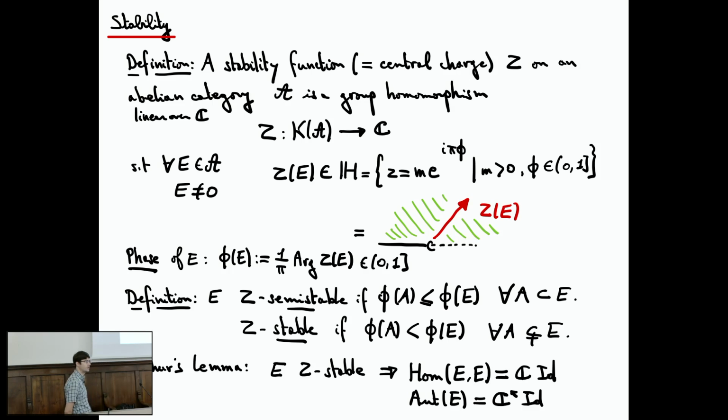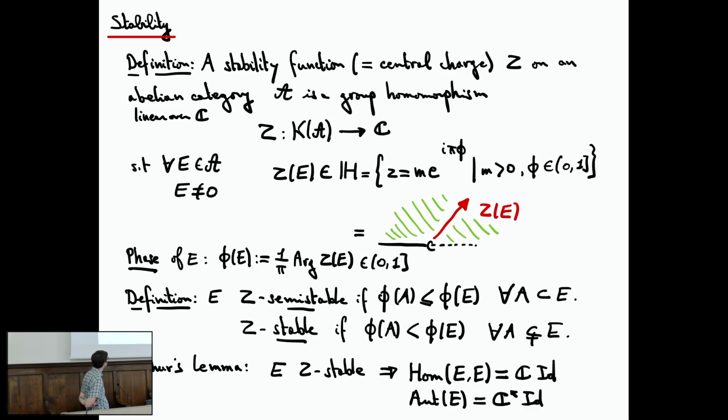It's a group freely generated by isomorphism classes of objects, where you quotient by the relation that if an object is in the middle of an exact sequence, then its class becomes equal to the sum of the classes of the two objects on the two sides of the exact sequence. So K of A is always some abelian group, and every object in the category has a class in this group. And then you want to assign to every such class a complex number.